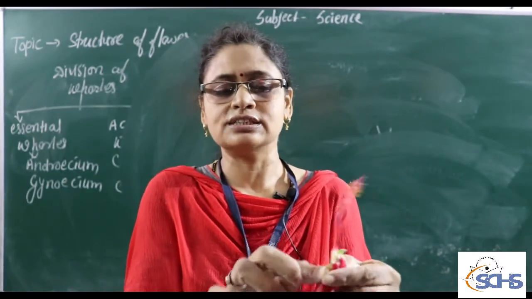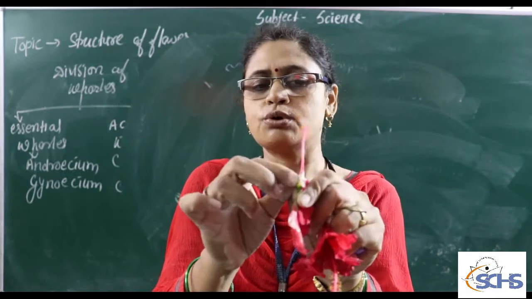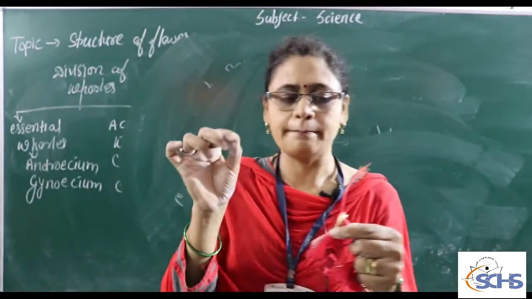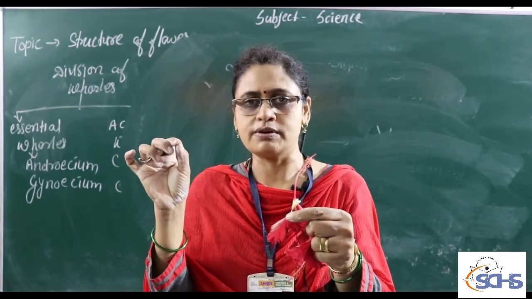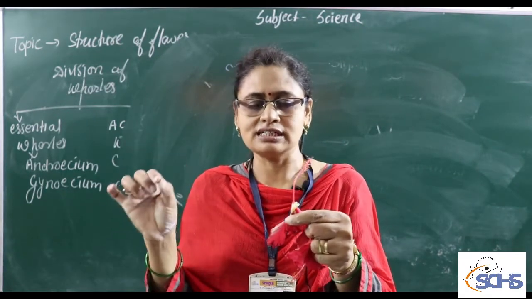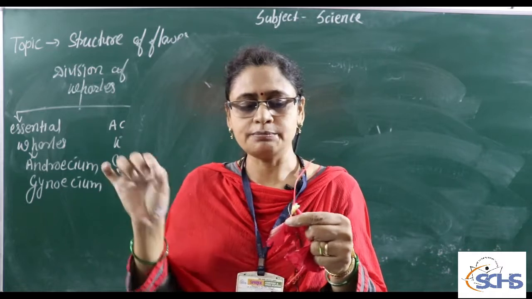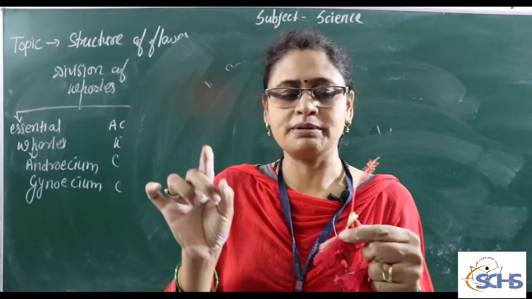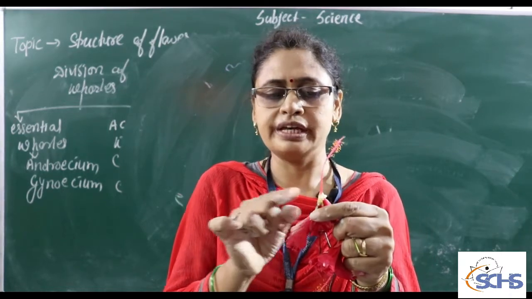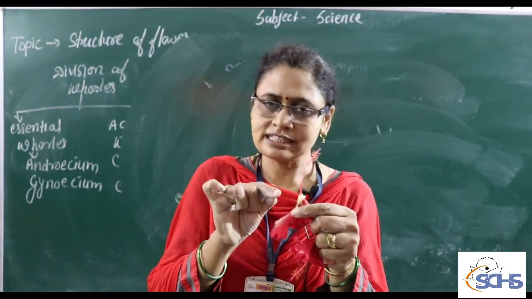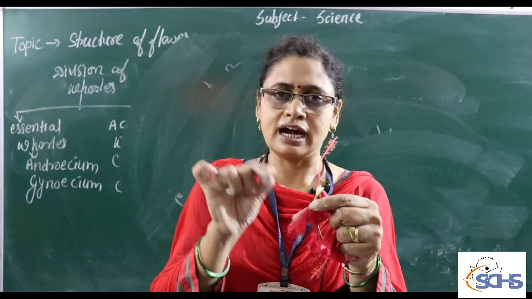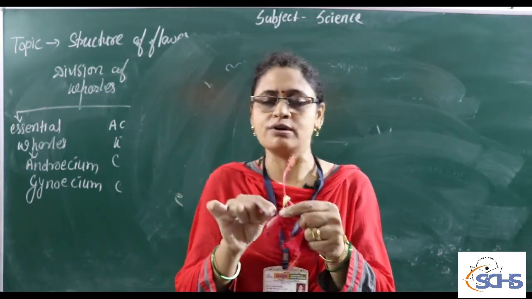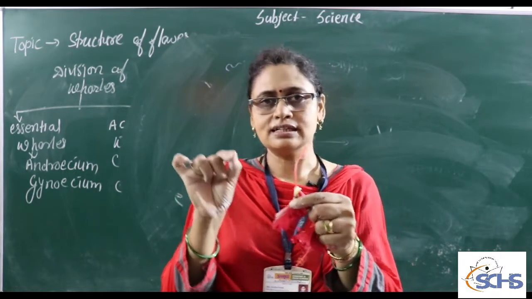When you dissect this ovary, inside of it you can find the embryo sac. The embryo sac undergoes the process of meiosis. Which cell division occurs here? Meiosis. By the process of meiosis, the egg cell is formed. What did I explain? Inside the ovary, the embryo sac is present, and it undergoes meiosis division. After meiosis, the egg cell is formed.